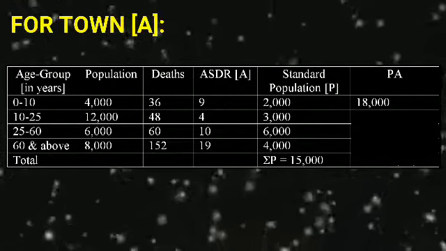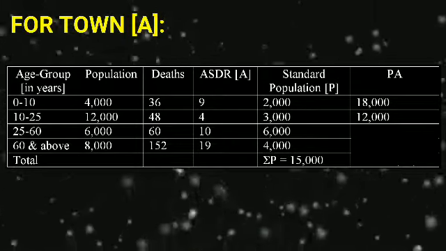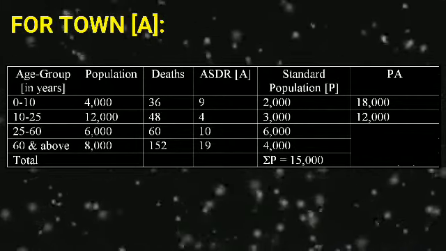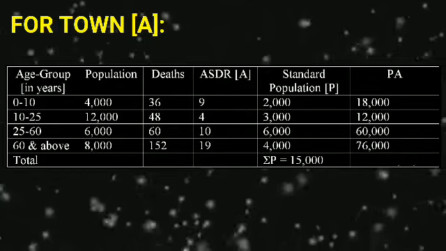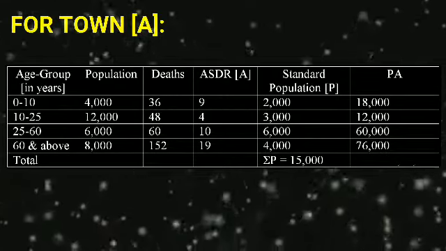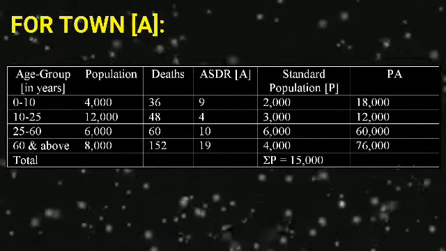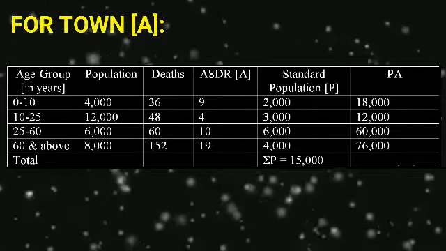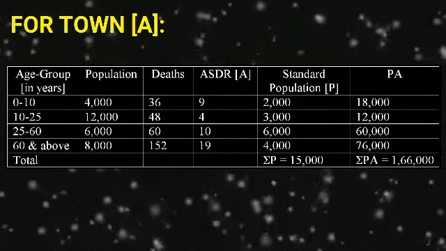Next value, 3000 multiplied by 4, which is 12,000. Similarly, compute the other two values and find the sum total of PA. So find the sigma PA, the total of PA value. For the present question, the total value is 1,66,000.